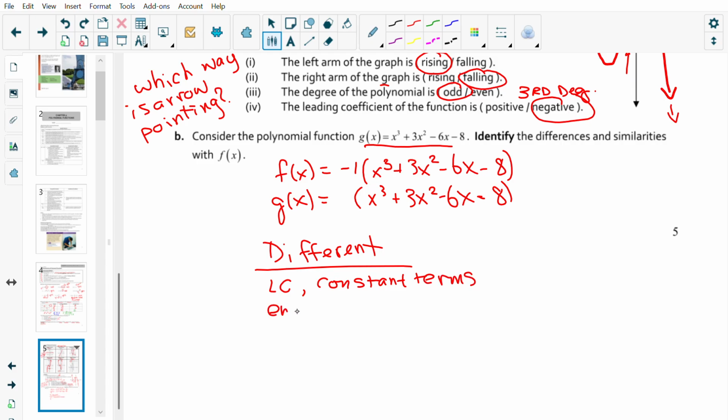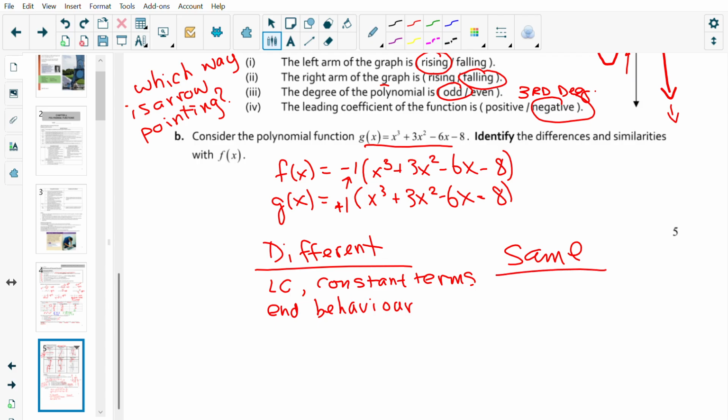The constant terms are different. And then end behavior. How do we know end behavior is different? Well, I have a lead coefficient of negative 1, and a positive 1. We'll see later in a couple of examples that makes our end behavior different. So end behavior meaning, does it do this and this, or does it do this and this, right? Where does it start? Where does it end?